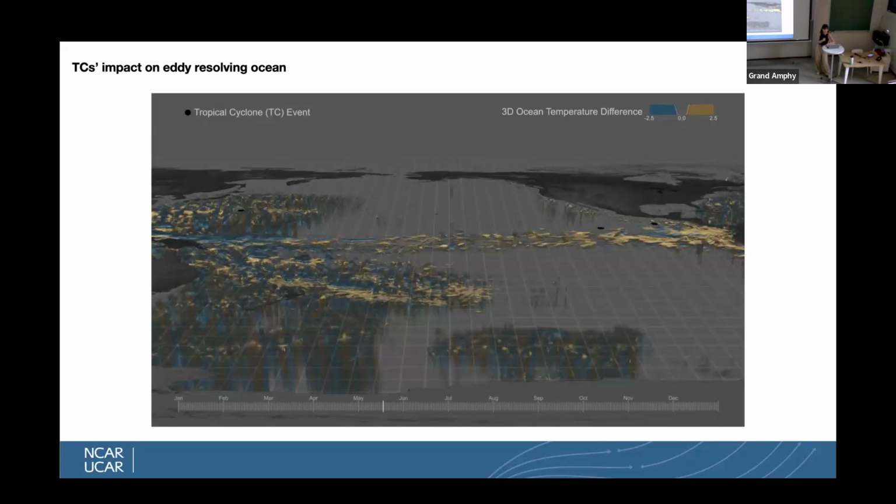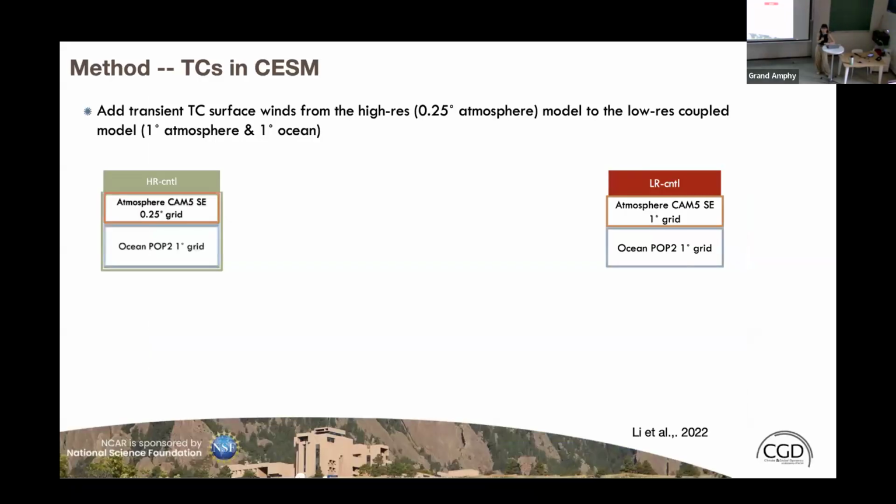Next, I'm going to talk about how we designed the experiment. We use two different versions of the CESM model, which is the Community Earth System Model developed at NSF NCAR. One is a high-resolution version, with a 1/4 degree atmosphere coupled to a 1 degree ocean. This one is mainly used to provide tropical cyclone wind forcing.